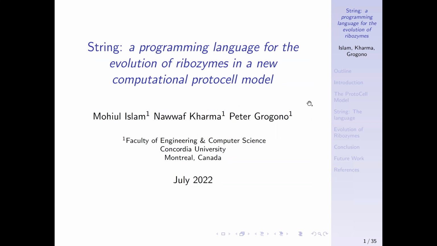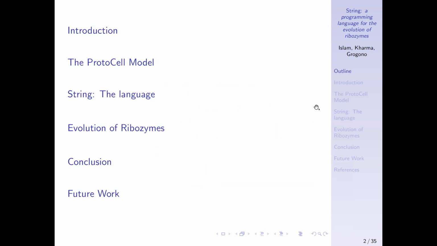Hi, everyone. My name is Mohiul Islam. We are from Concordia University in Montreal. So the paper we are presenting here today is on a new programming language named String, which is designed for the evolution of ribozymes for a new computational protocell model. So the outline of the talk: I'll provide an introduction. I'll talk about the new protocell model. I'll talk about the language itself and how we can write ribozymes using the language. And I'll show you the results of the evolution of ribozymes. Then we'll conclude and also discuss how we can extend the work in the future.